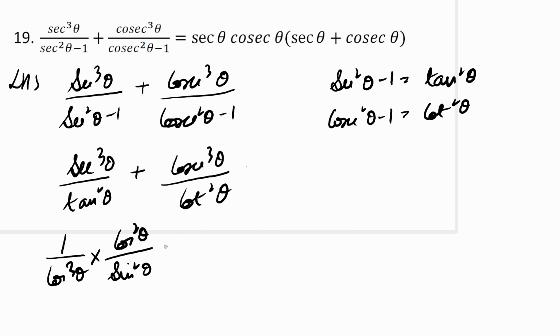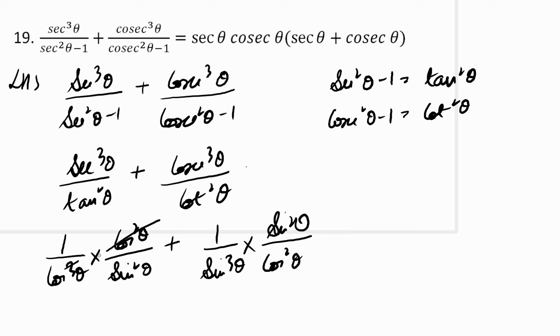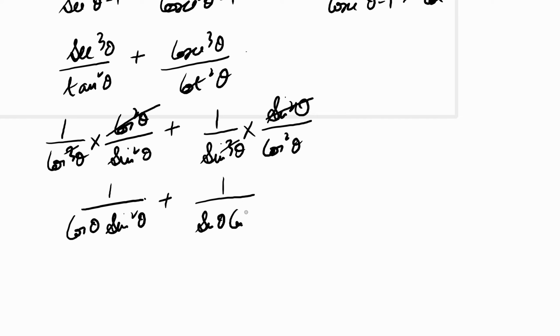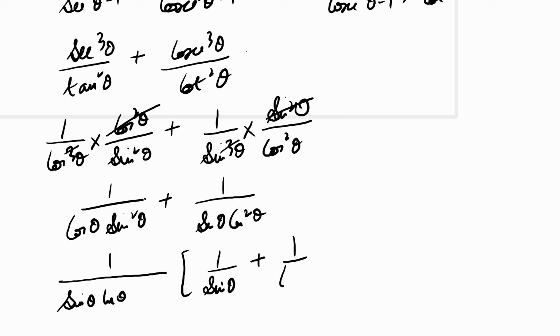And this we can write as 1 upon sin cube theta. Cot we can write as cos square theta upon sin square theta. So if we cancel these out, we'll be left with 1 upon cos theta sin square theta plus 1 upon sin theta cos square theta. We'll take sin theta cos theta as LCM. It will become 1 upon sin theta plus 1 upon cos theta.